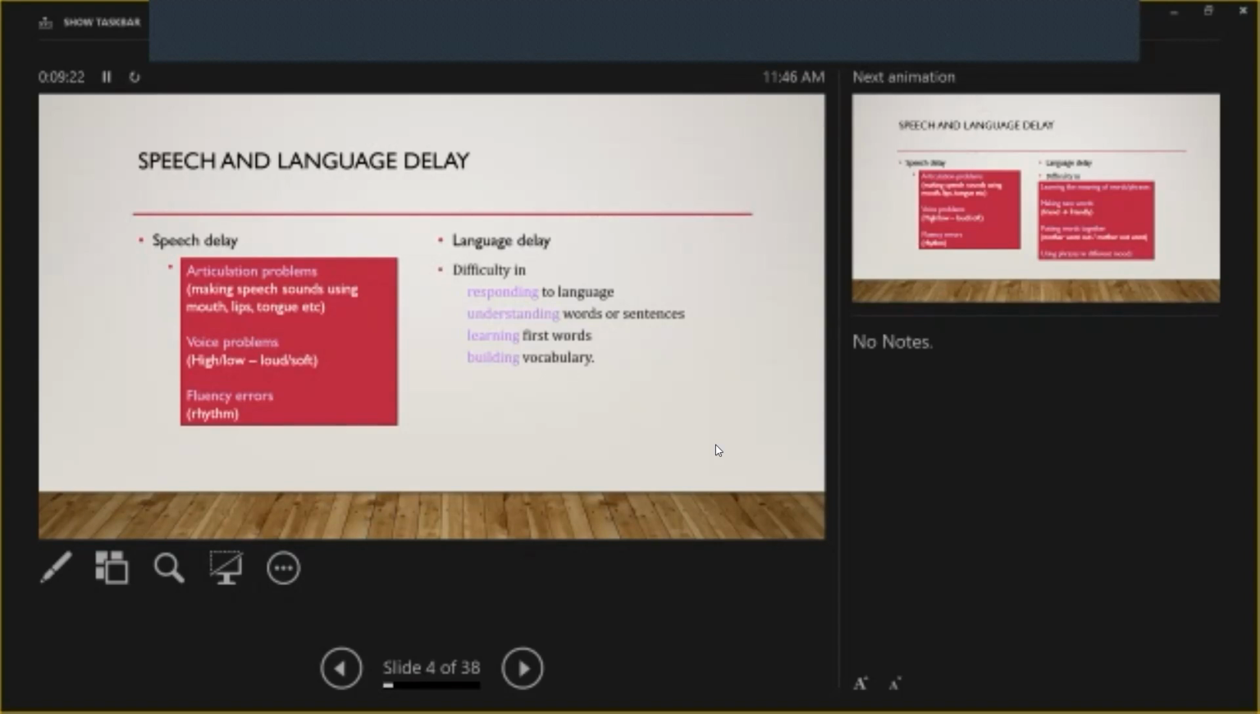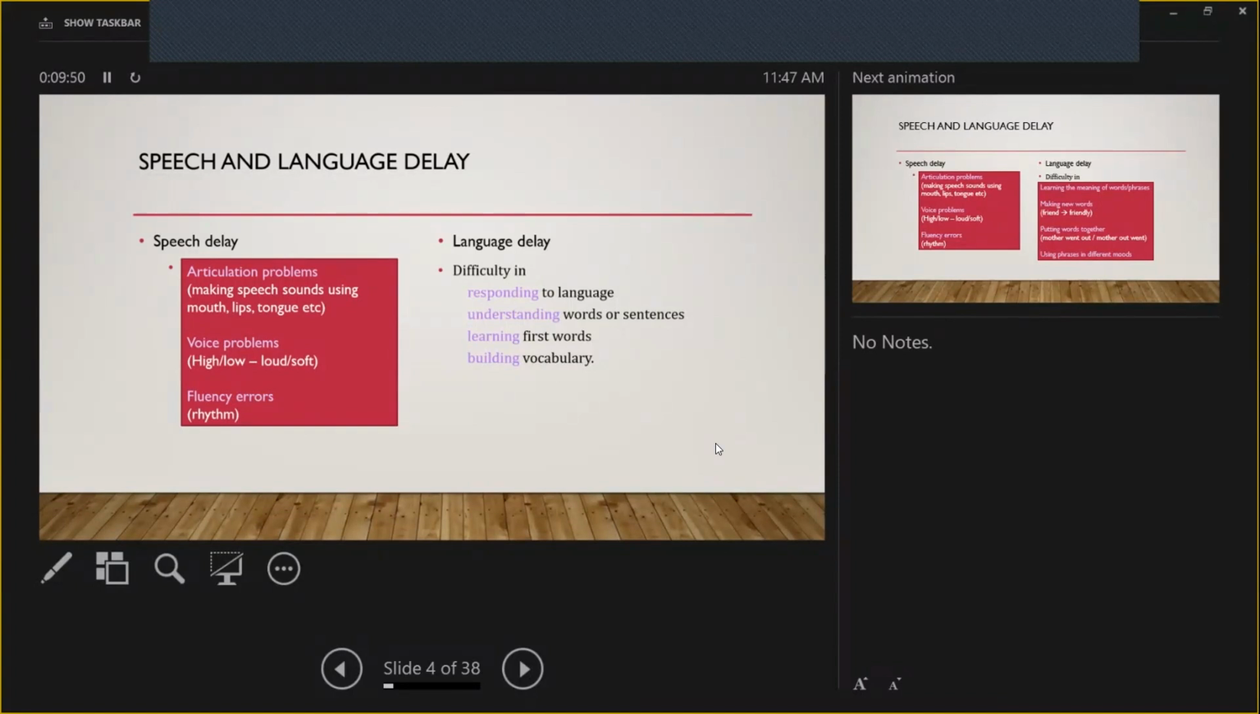Or they can have a voice problem. When we are talking, we should talk loud and then slow down, with a high tone and a low tone. But some children can't do it. Especially children with autism, they speak with the same tone. And then fluency errors. Fluency means the rhythm is damaged. So some children have a very slow rhythm, slurred speech, or a very fast rhythm, right? That's where you get stuttering.